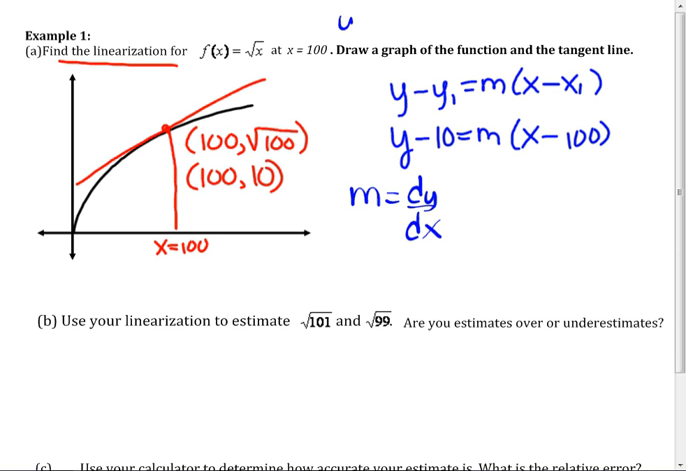And y is equal to x to the 1/2. Now we're not using differentials, we're using derivatives. If you really think about it, you can maybe make those connections. What's the derivative of that?